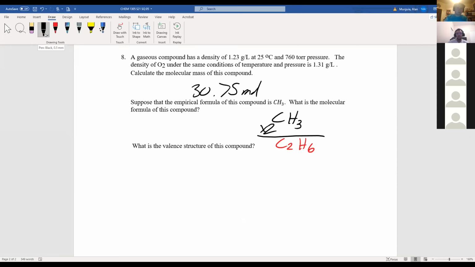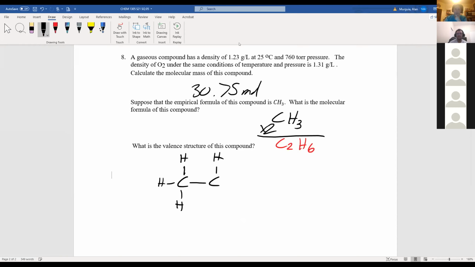You can have the 2 C's in the middle and then a bond between them. So we have a bond. And then for each carbon, there should be 3 hydrogens attached to it, one on the top, on the side, and the bottom. So let's do that.